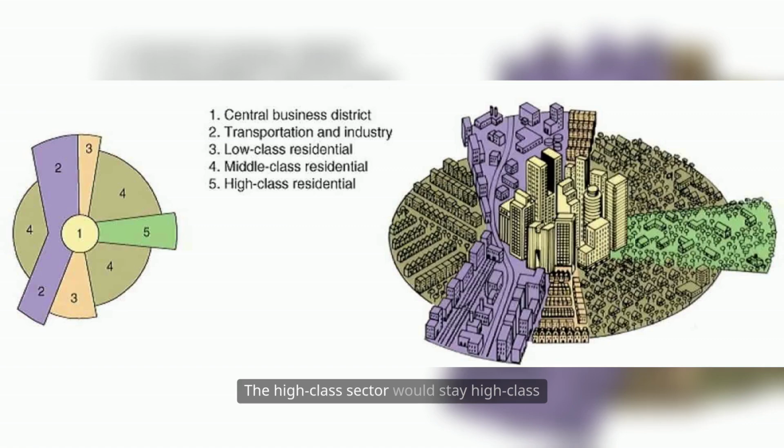The high-class sector would stay high-class because it would be the most sought-after area to live, so only the rich could afford to live there. The industrial sector would remain industrial, as the area would have a common advantage of a railway line or river.